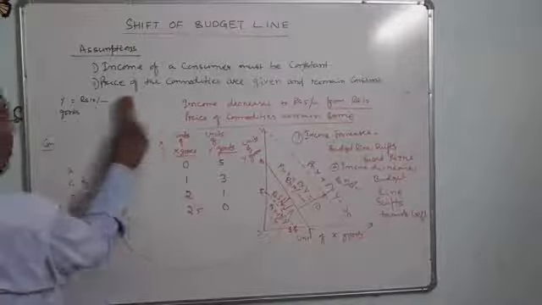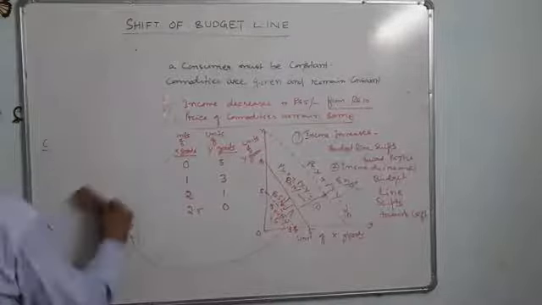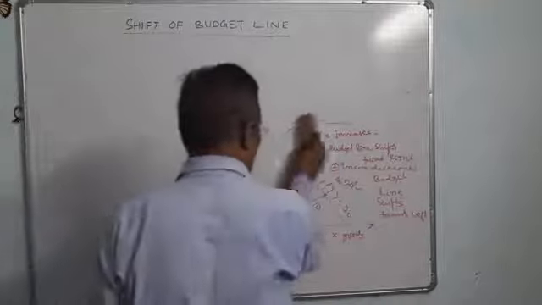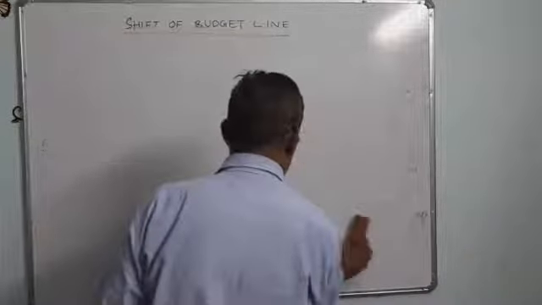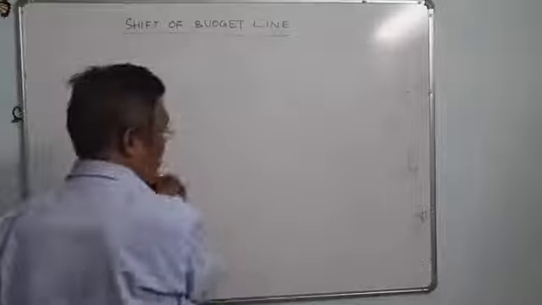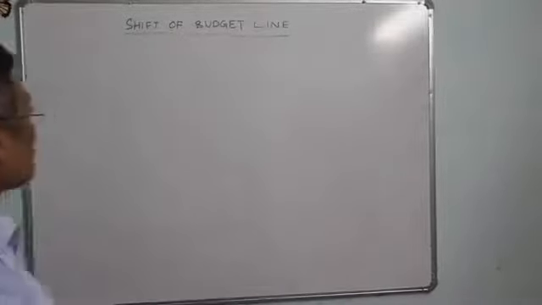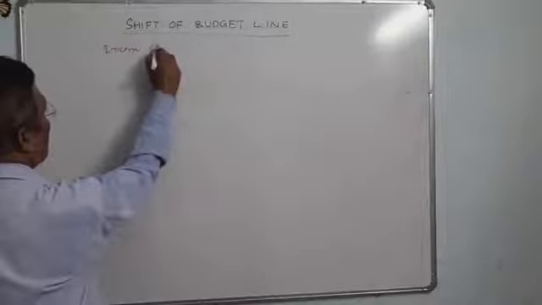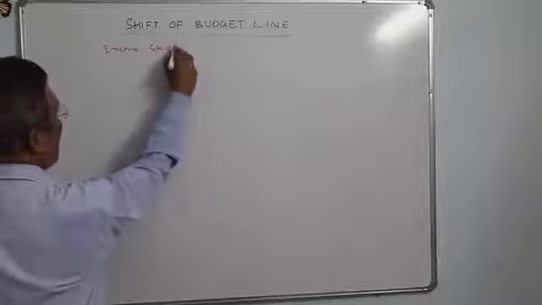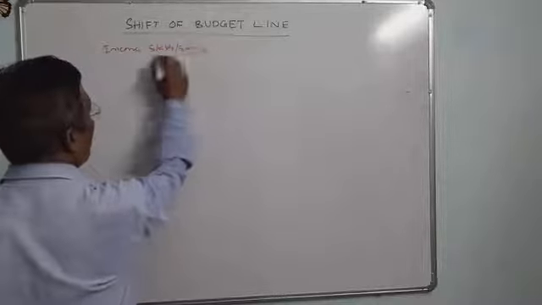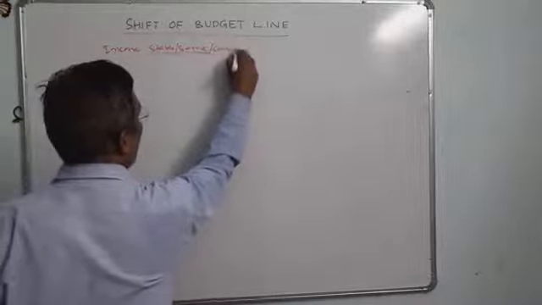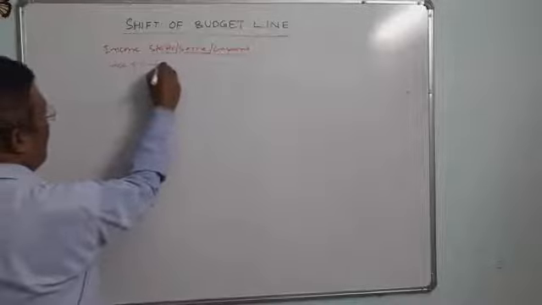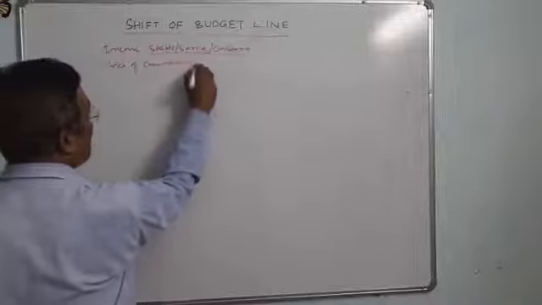Next is when the price of the commodity changes. Next is when the price of the commodity changes, with income constant, stable, or the same, and only the price of commodities changes.